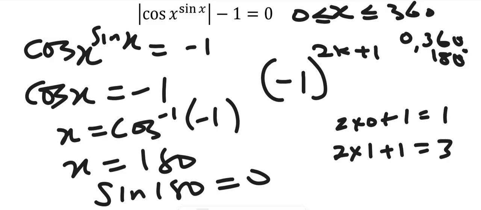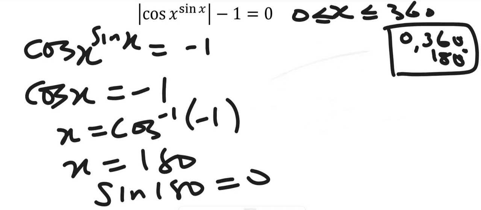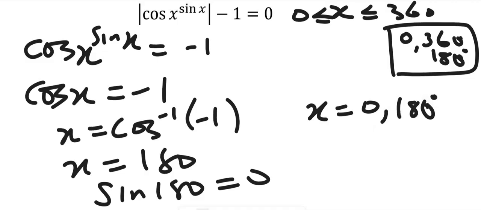So since this does not have a solution, what I need to do is to pick the answers I've gotten here. So these are the 3 answers that satisfy the question being asked. The three answers are x is equal to 0 degrees, 180 degrees, and 360 degrees.